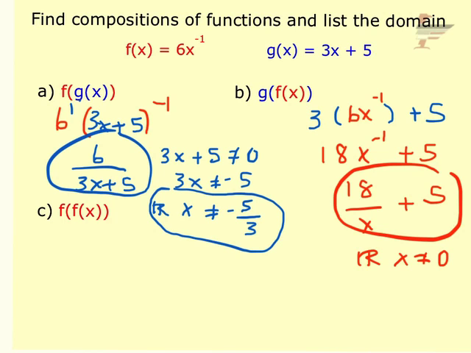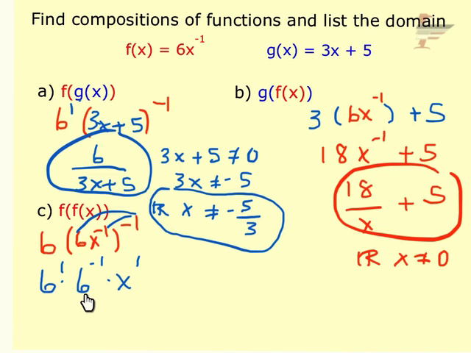All right, the last one, f of f of x. So I start with 6x to the negative first, but I replace that x with itself. Now, power on a power means I'm going to distribute. So I'm going to distribute that negative first power to the 6 and to the x. So it's 6 to the negative 1 and x to the positive 1.